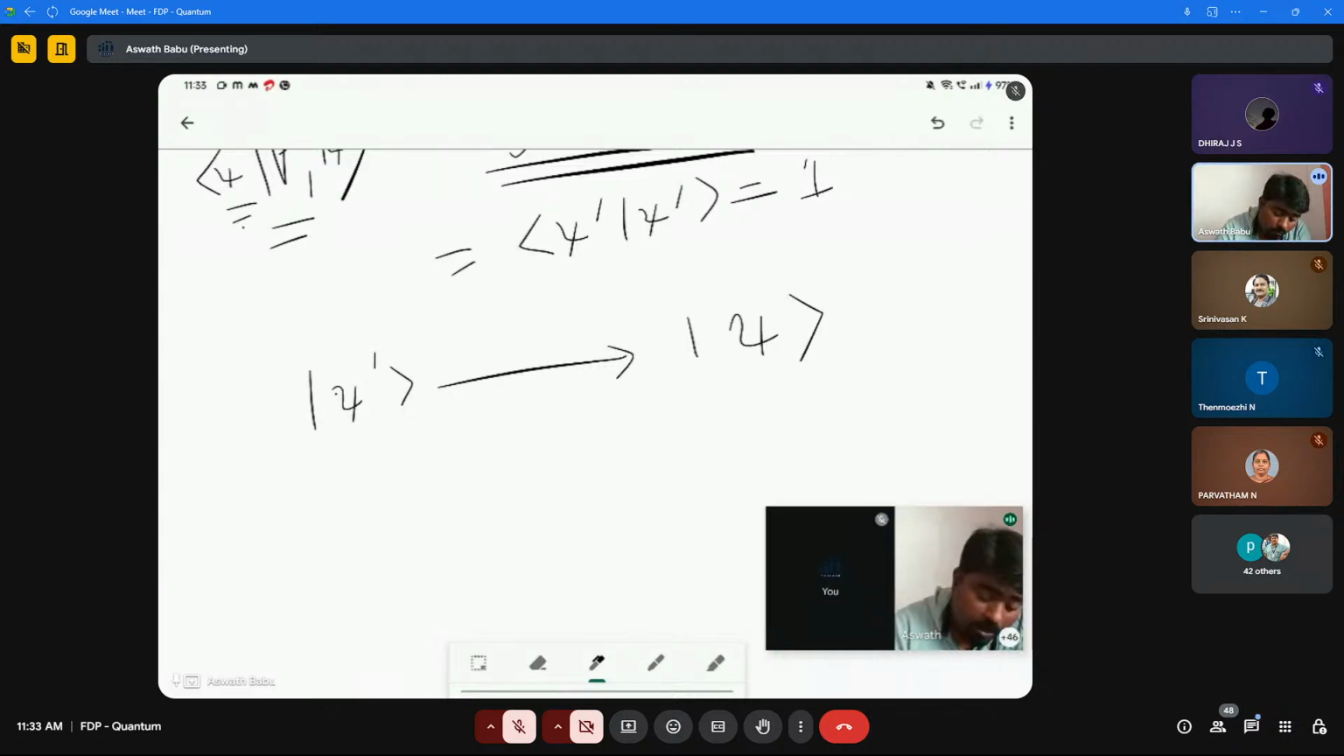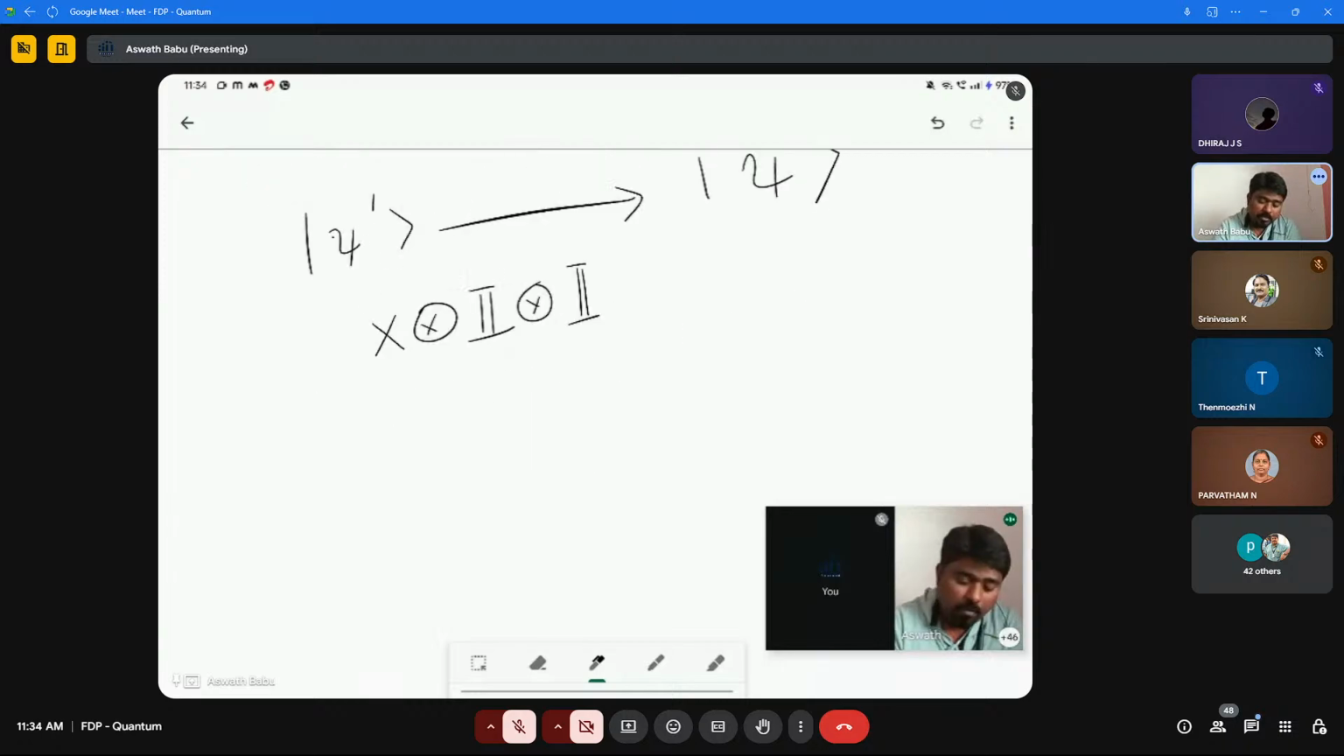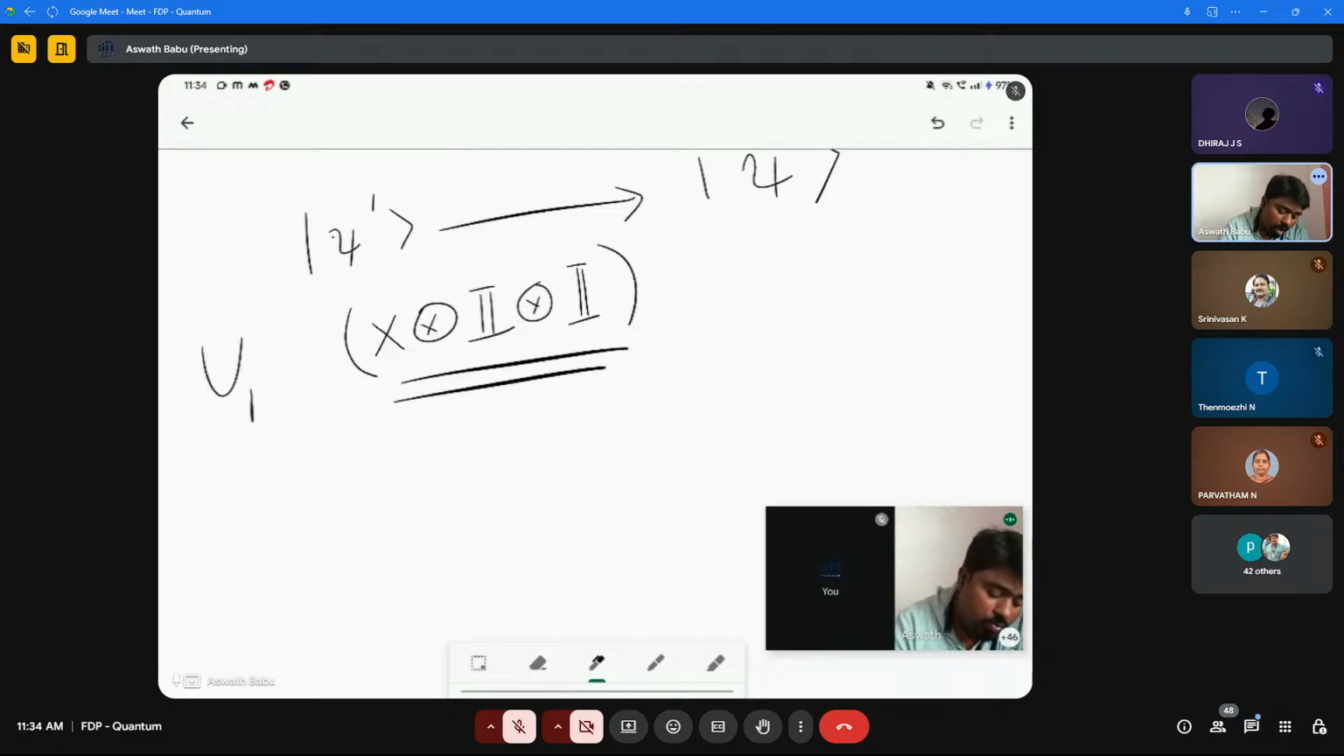So for that, what will I do? For the first bit I will act with the X gate. For the second bit I do nothing, identity gate. For the third bit also I do nothing, identity gate. Okay. So basically I will have a recovery gate operation. UR looks like X tensor I tensor I. So this is a recovery gate. What does this recovery gate do? It is going to act on psi prime.